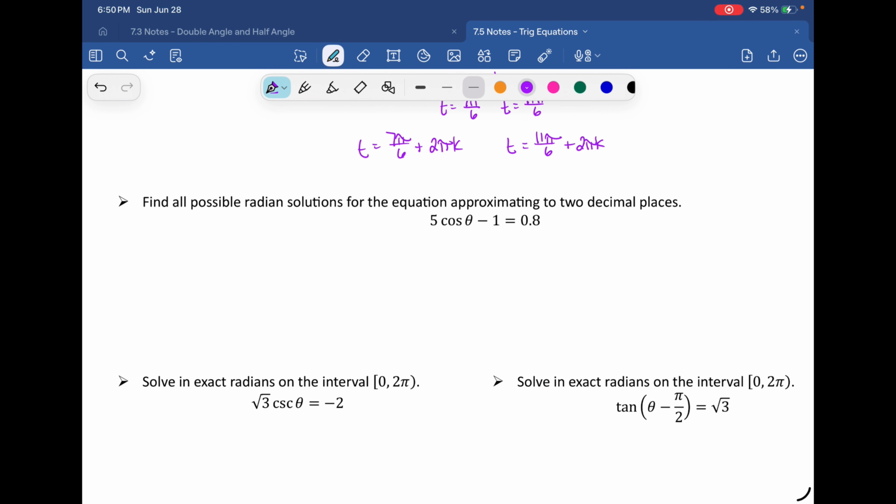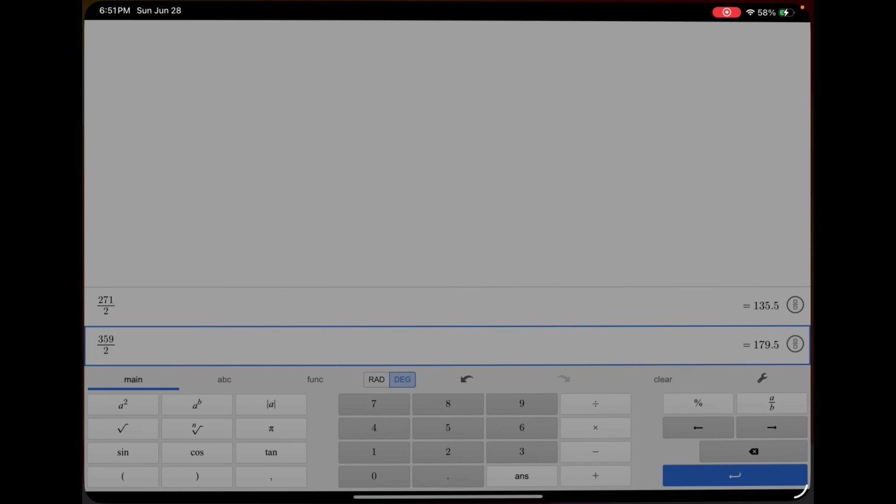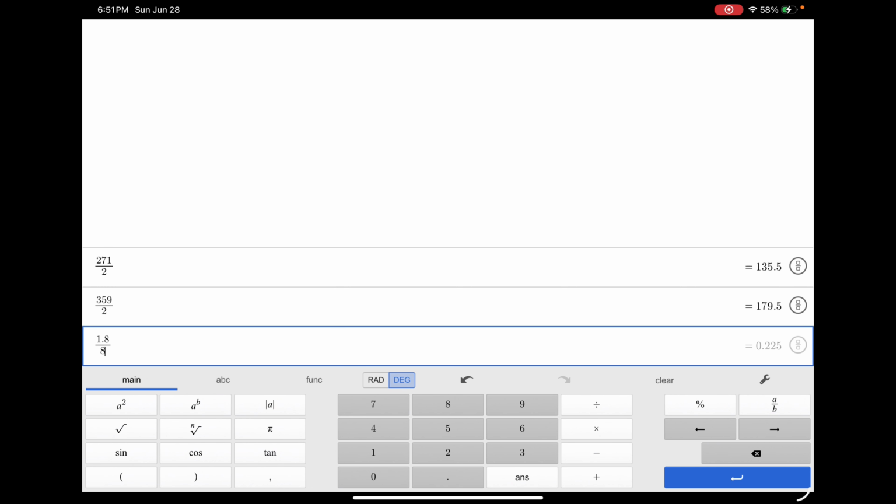All right, find all possible. I want you to highlight that every time you see that. All possible radian solutions, so 2 pi k or pi k, depending on what the trig function is, approximating to 2 decimal places. And here's our function. It's cosine, so it's going to be 2 pi k. We're going to add the 1. Here we're going to divide by 5. So 0.36.